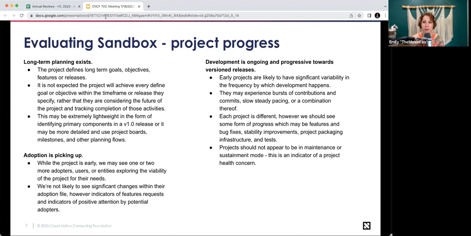So we see some activity going on. It looks like they're making incremental progress. For some projects, it might be a lot of progress, and in other cases, it might not be a lot at all.